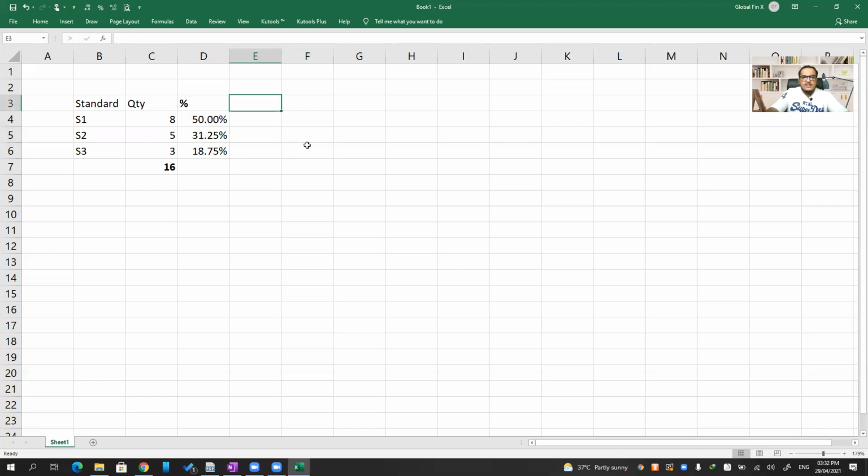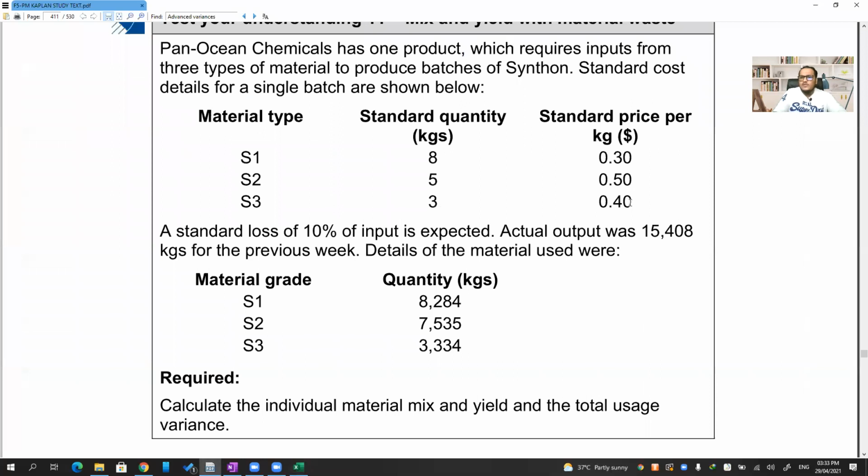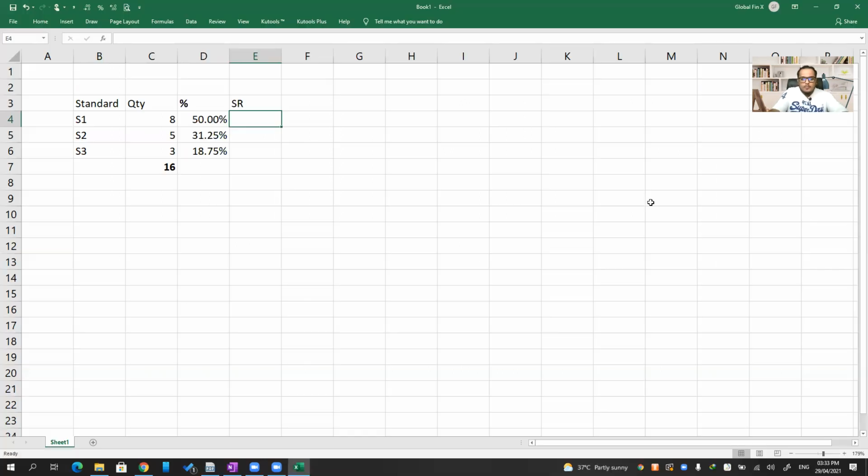And then the standard rate. Standard rate is given here. Price per kg is 30 cents, 50 cents, and 40 cents. 0.3, 0.5, 0.4. So the cost is going to be 8 into 0.3, 5 into 0.5, and then 3 into 0.4. So per unit, my standard cost should be $6.1.